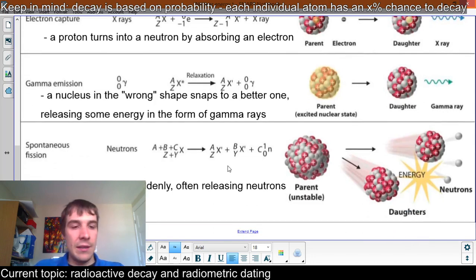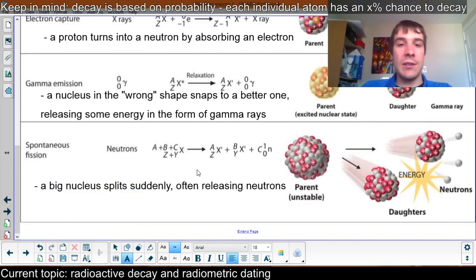And then spontaneous fission is the last one. Fission is the nuclear reaction word for splitting apart. And so sometimes when you have a big enough isotope, it just kind of cracks in half and creates neutrons. So you get two smaller nuclei and a bunch of neutrons coming out. These types of isotopes are actually very important for starting up nuclear reactors, because we want fast neutrons.